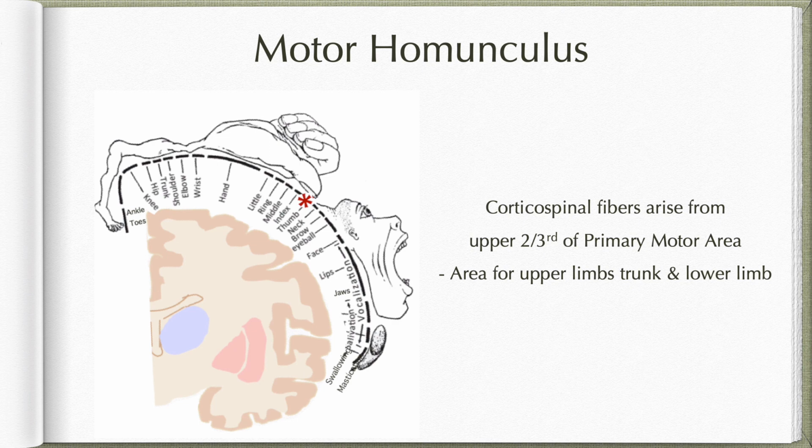In the motor cortex, the corticospinal fibers arise from the upper 2/3 of the primary motor area, as shown by this asterisk marking the area. The upper area will be contributing to corticospinal fibers, because this area represents the upper limbs, trunk, and lower limbs in the motor homunculus.